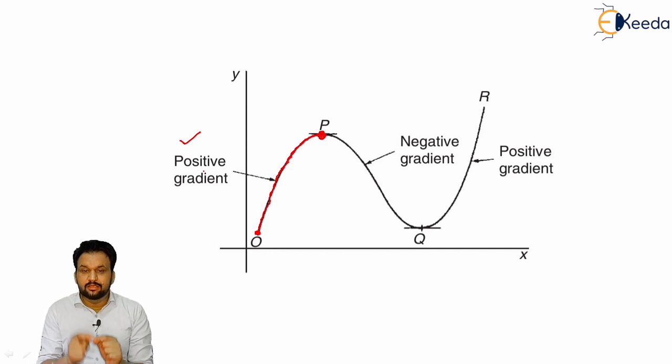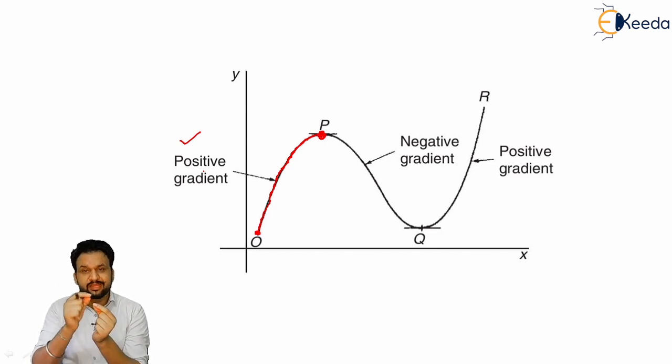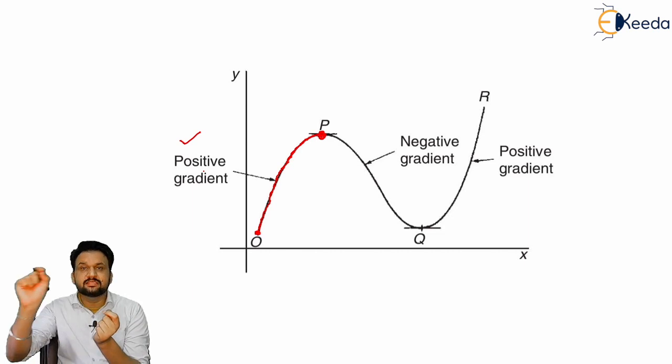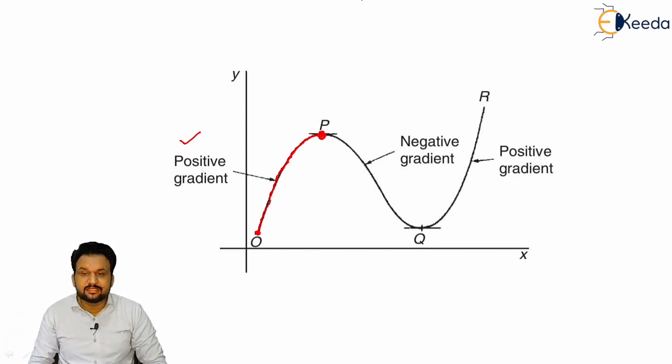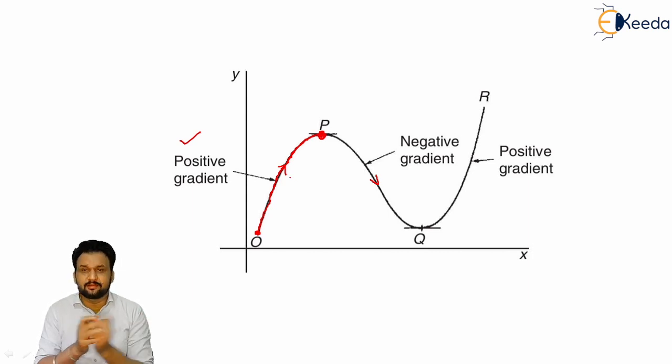The positive gradient is directly associated with the slope of a function. So if the gradient is positive, your function is increasing, and if the gradient is negative, your function is decreasing. So from O to P the function is increasing, and from P to Q your function is decreasing. Here you can see your function is decreasing, and here you can see the function is increasing. Clear?